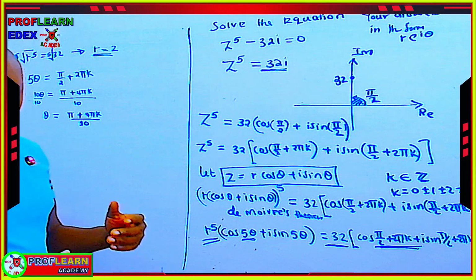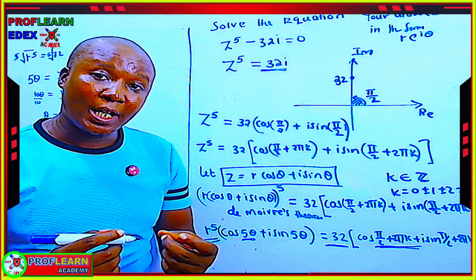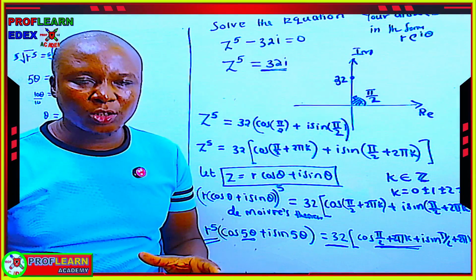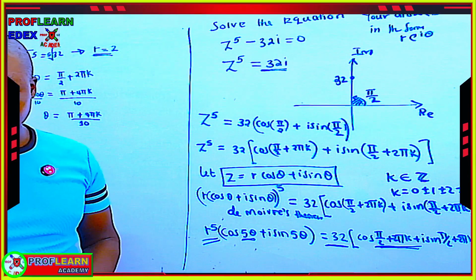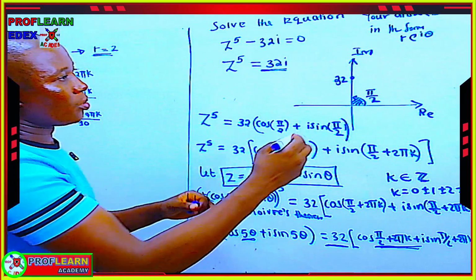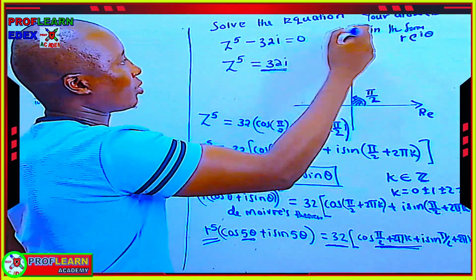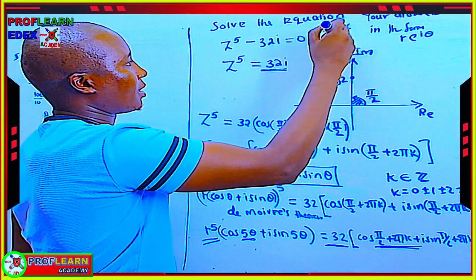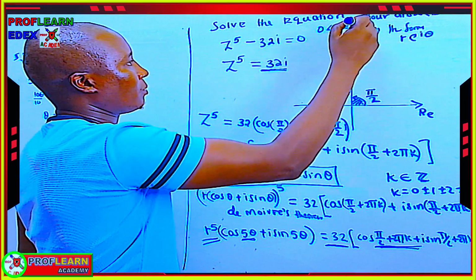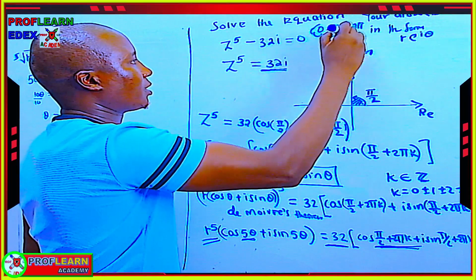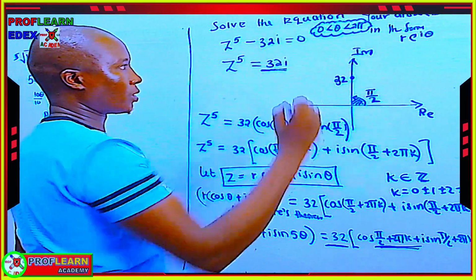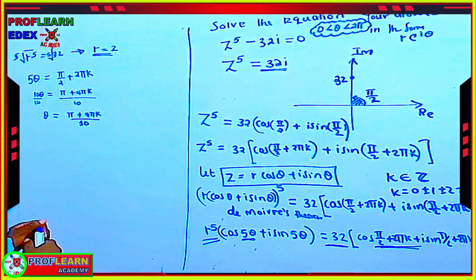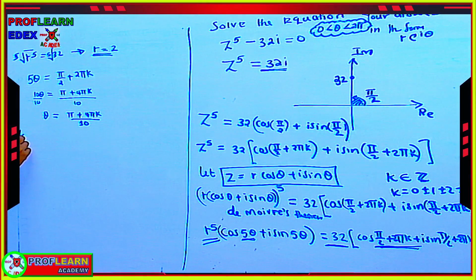Now we're going to have a set of values of theta which is going to define the roots. In this question, we were given the range for theta: theta should be greater than 0 but less than 2 pi. So this is the range of values of theta that was provided.